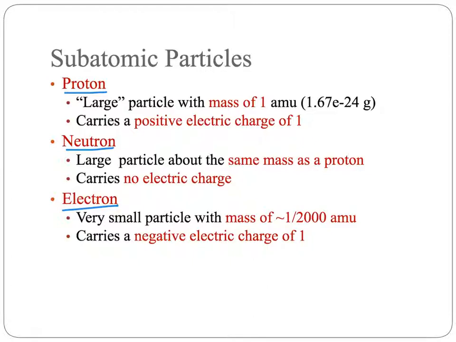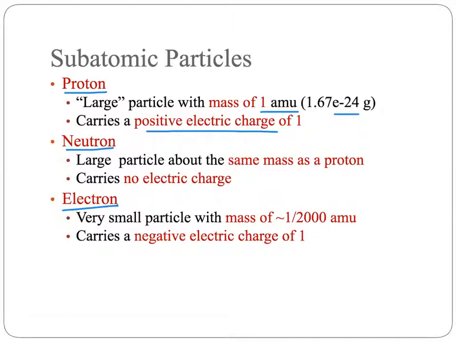The proton is considered a large particle, "large" in quotation marks, because we're talking about something so small we can't see it. It has a mass of 1 atomic mass unit, 1 AMU, which is the same as 1.67 times 10 to the negative 24th grams. So it is a very, very small mass. But in comparison with the other particles, it has a large size and a large mass. Protons carry a positive electrical charge, which is given a value of 1 when we're talking about charges in an atom.